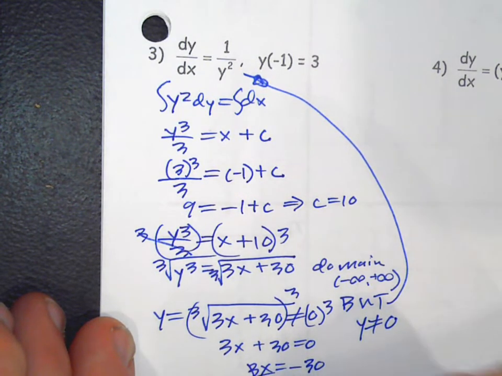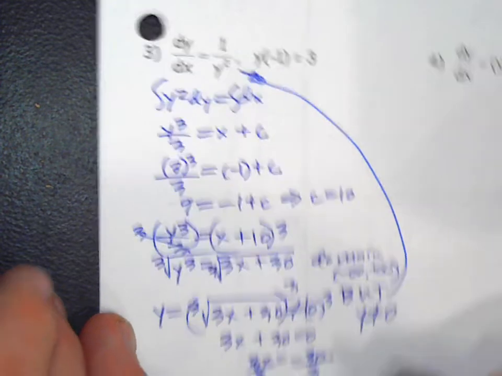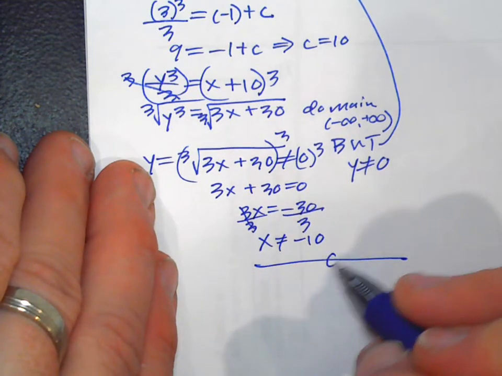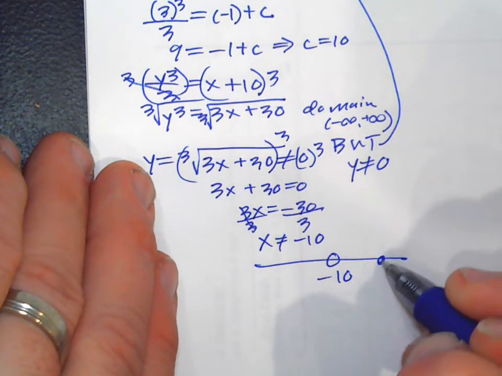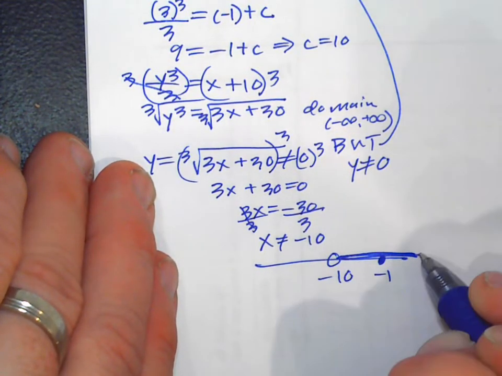Divide by 3. So x cannot equal negative 10. So put this on the number line, open dot. Our initial condition is at negative 1. So this is our domain.